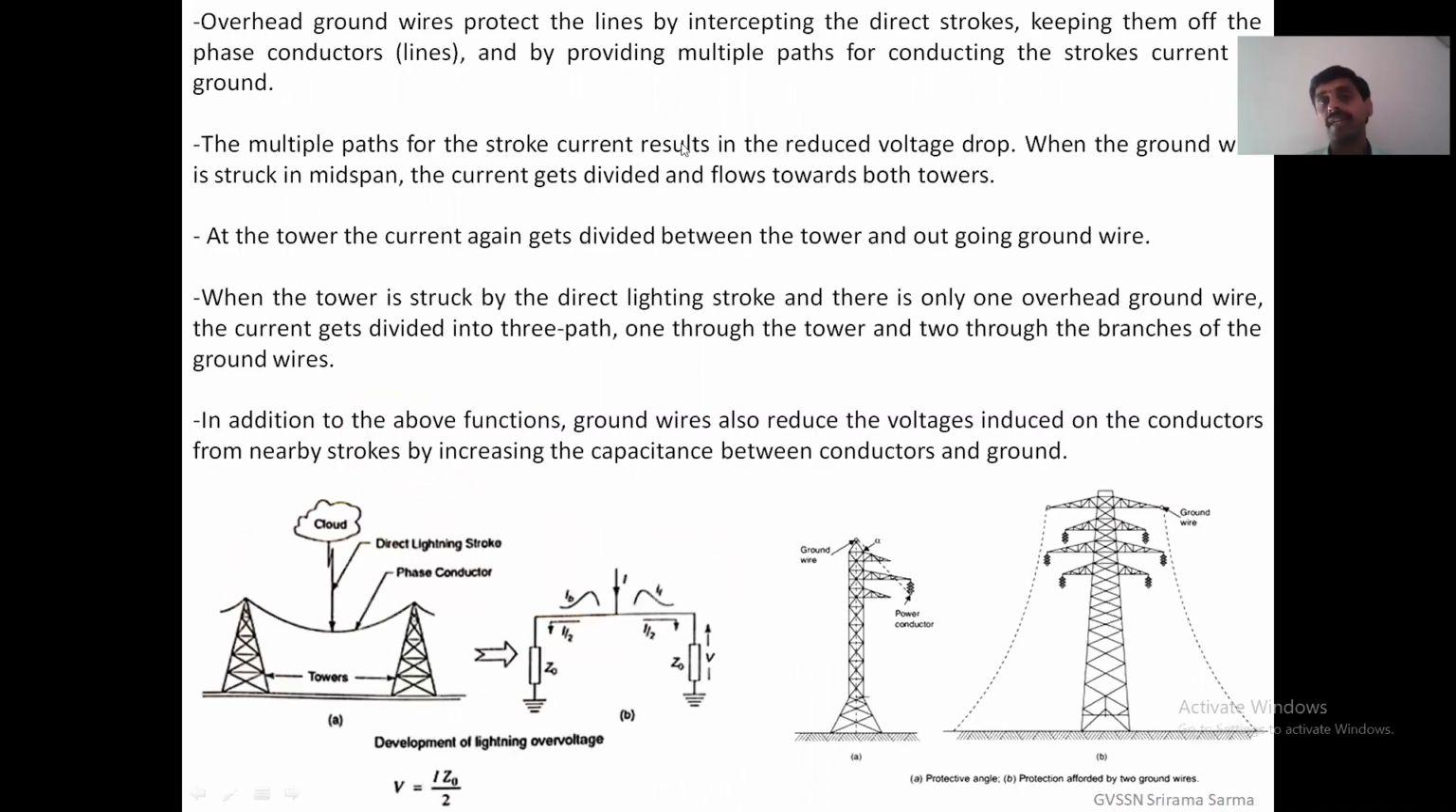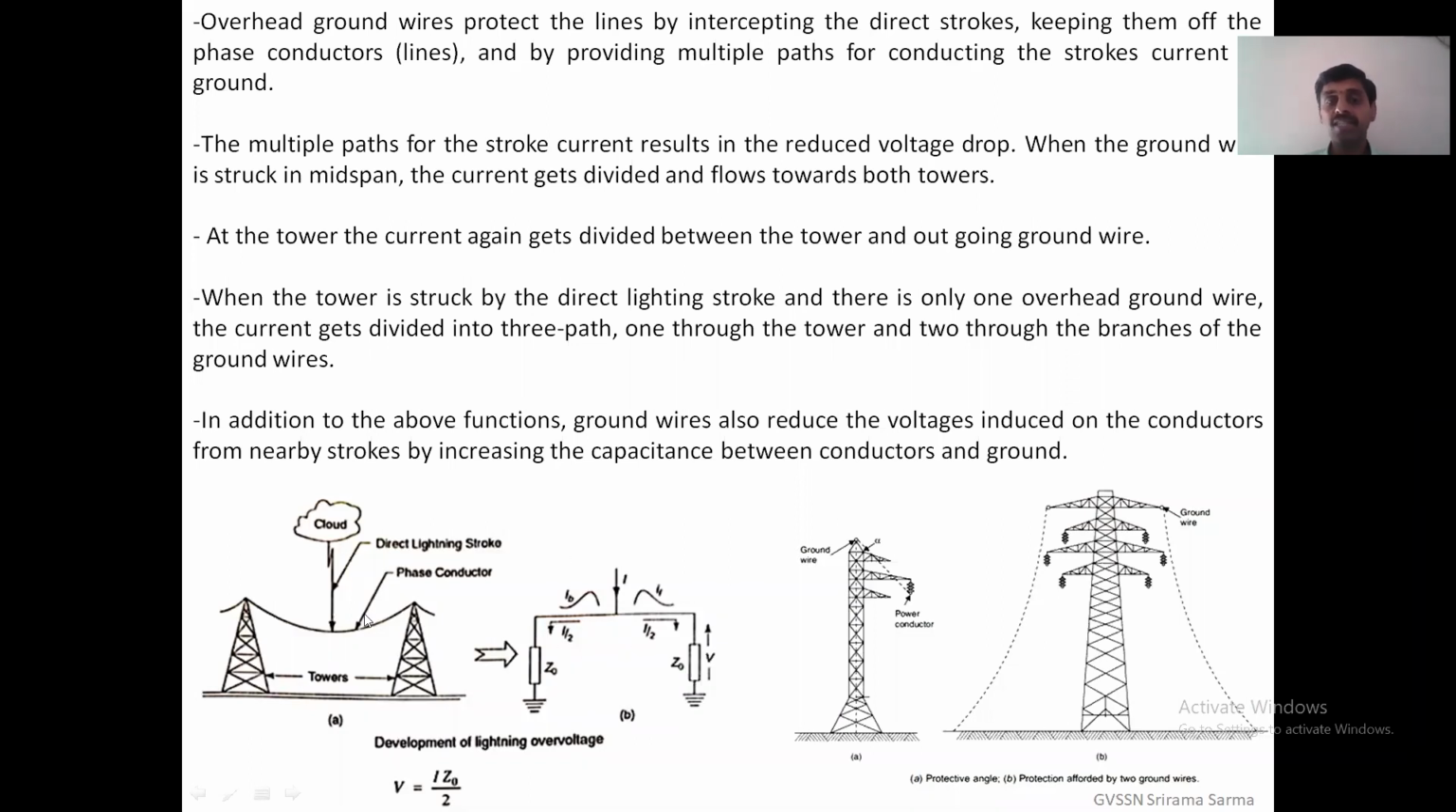So the overhead ground wire protects the lines by intercepting the direct strokes, keeping them off the conductors. That means it protects without affecting the lines, by providing multiple parallel paths. You can see here, because of these two towers, we are getting two parallel paths for the stroke current to ground. The multiple paths for the stroke current result in a reduced voltage drop. Because of these multiple parallel paths, the voltage drop is reduced. You can say V is equal to I Z0 by 2 because of the two parallel paths.